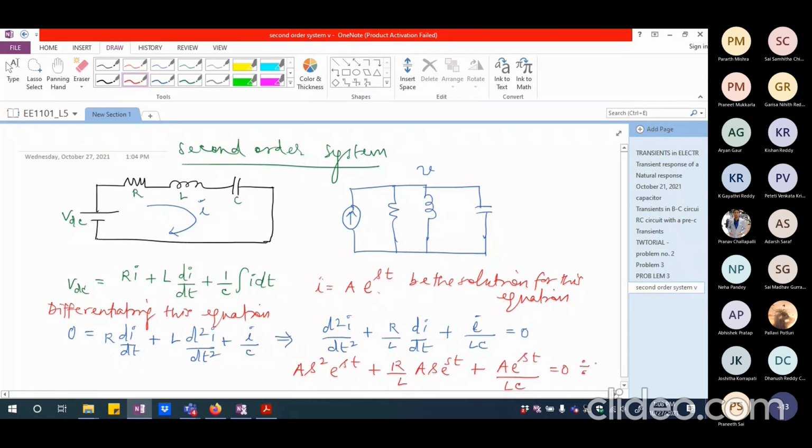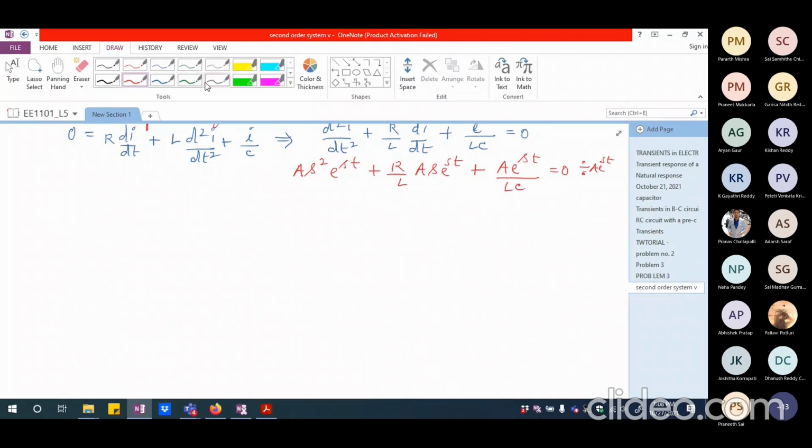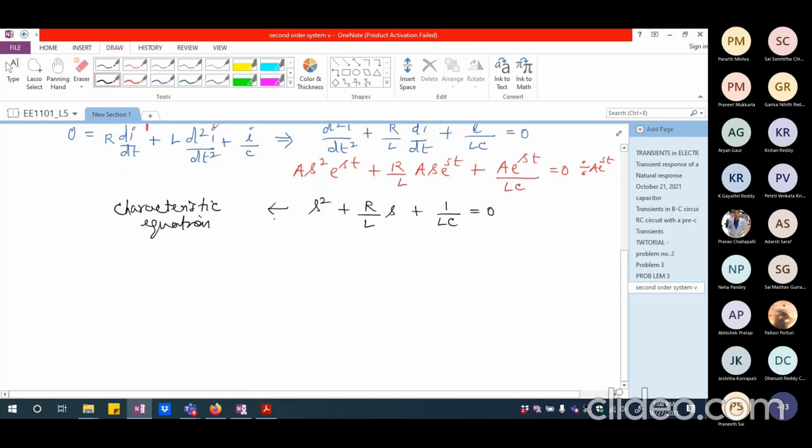Let me divide this equation by a e power st. When I do, I get s square plus R by L s plus 1 by LC equal to 0. This is generally called the characteristic equation for the differential equation we defined earlier. So let's get the solution for s. This is a quadratic equation.